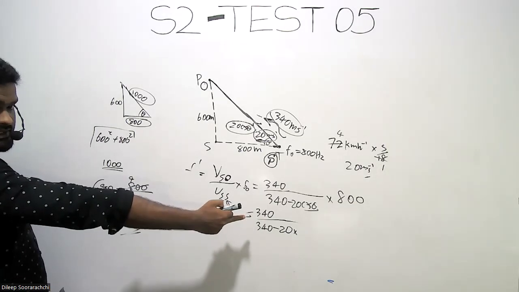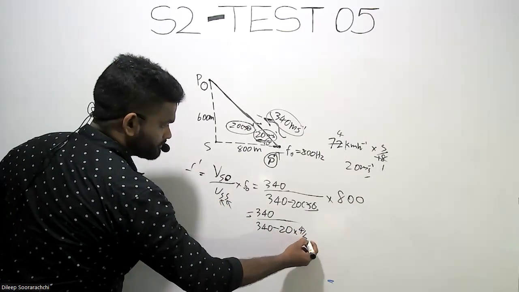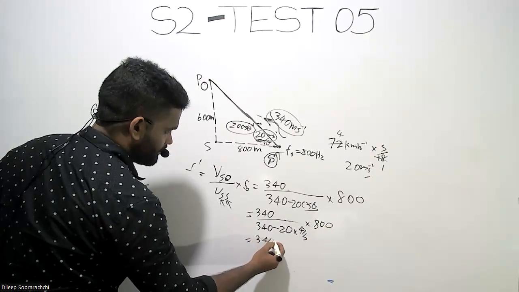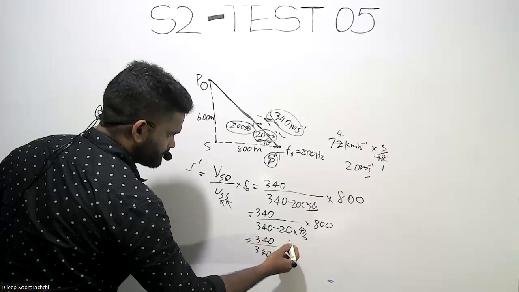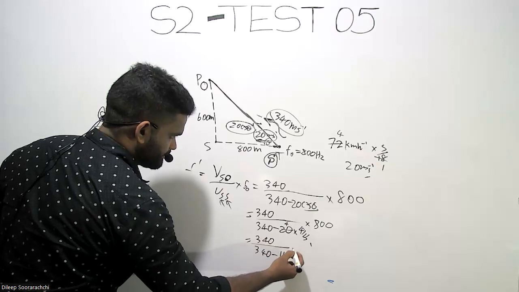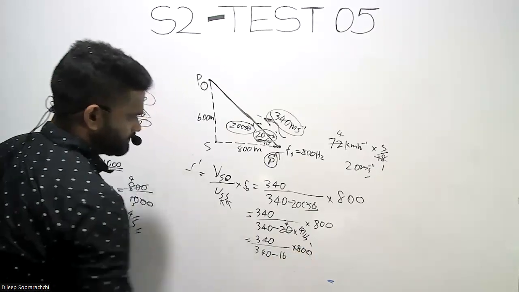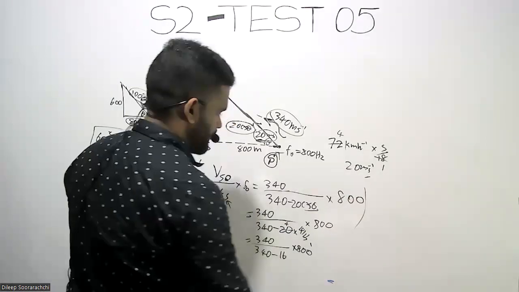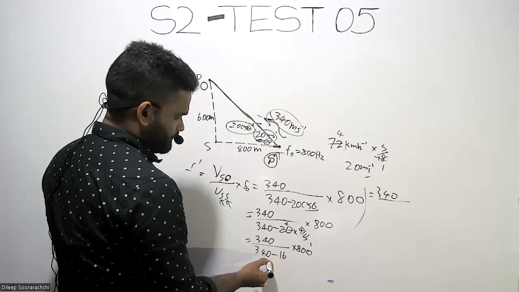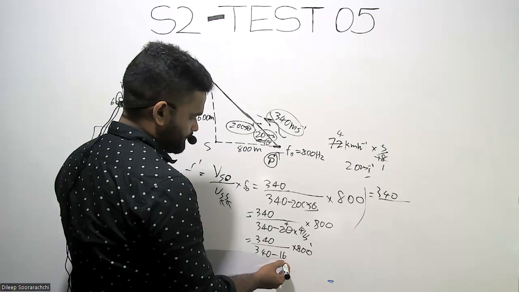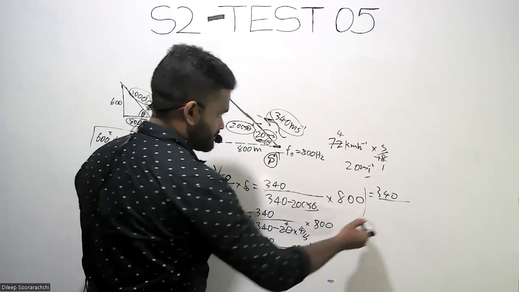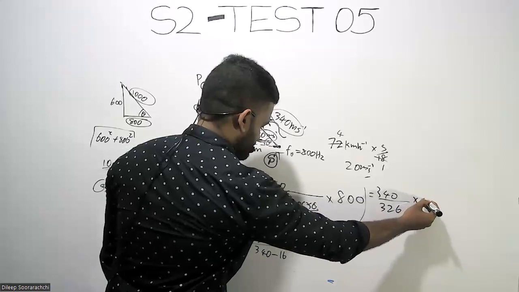Just substitute it here. So 5 means 1, 4, 16 times 800. So we just have to simplify this. 340 minus 16 is 326, times 800.